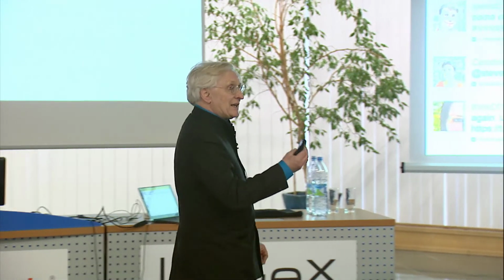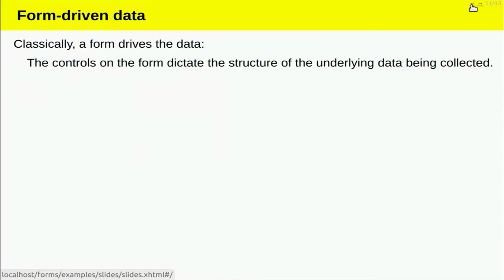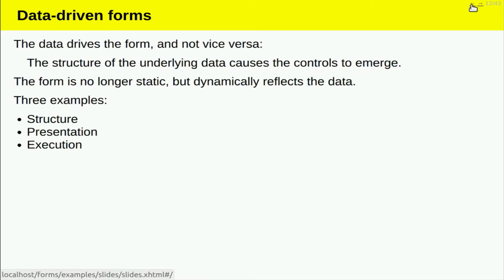So classically, forms, as we know them, are driven from the form towards the data. That is, the thing that you see on the screen reflects the sort of data that they're collecting, and there's a mapping from the visible part into the underlying data. What I want to talk about today is the other way round, where the data drives the form. So the form is actually dynamic, and it's the data that's coming in that has an effect on what you see.